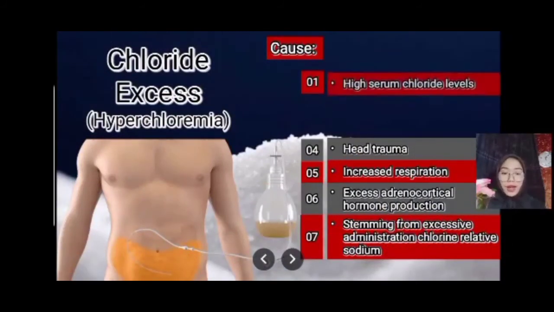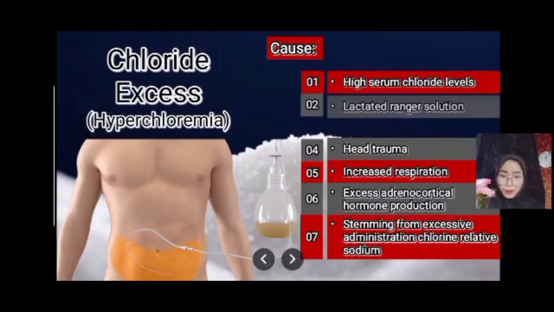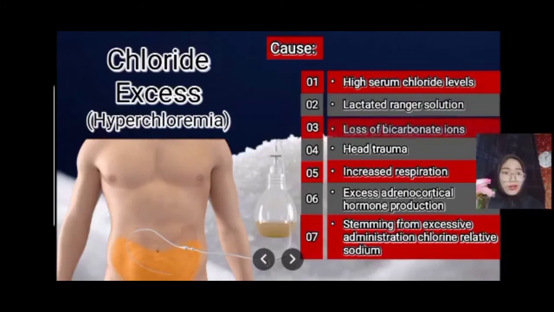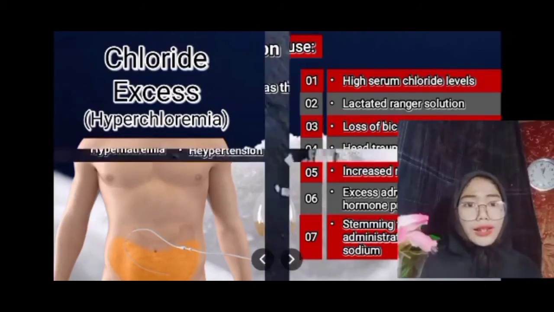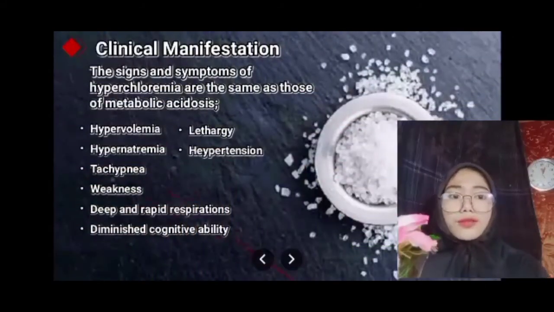chloride excess or hyperchloremia. Earlier was hypochloremia and now hyperchloremia. So the causes are high serum chloride levels, lactated Ringer's solution, loss of bicarbonate ions, head trauma, increased respirations, and excess adrenocortical hormone production.